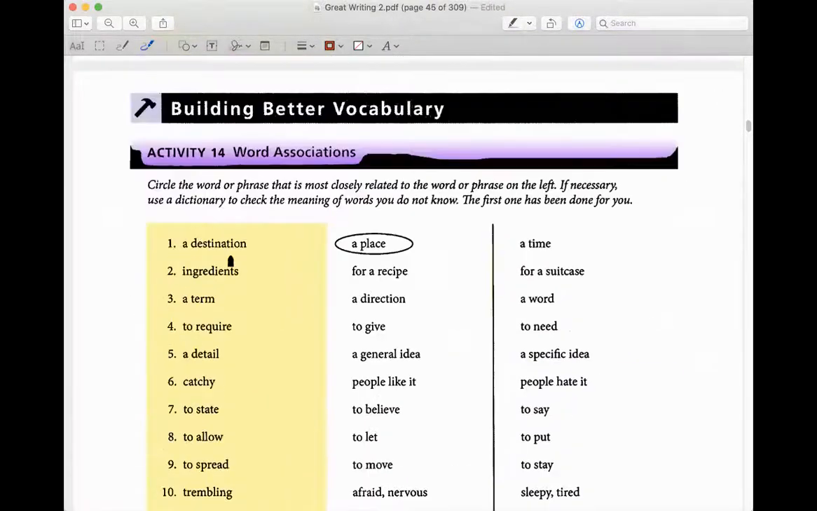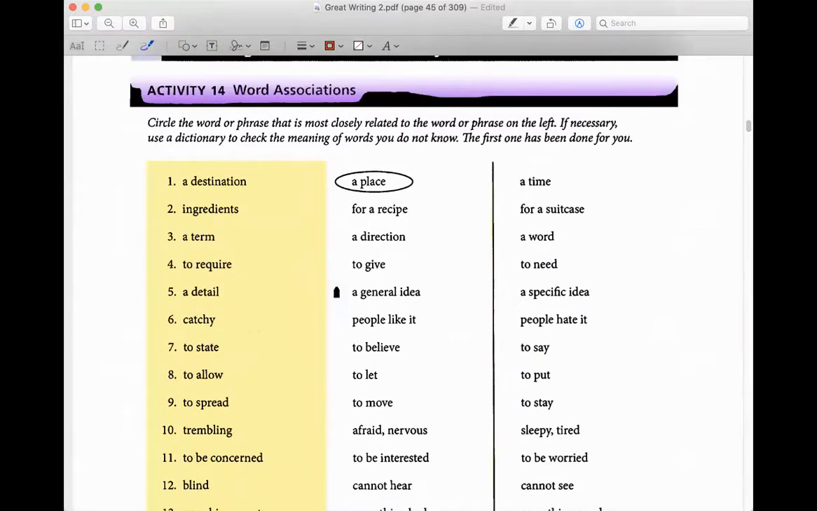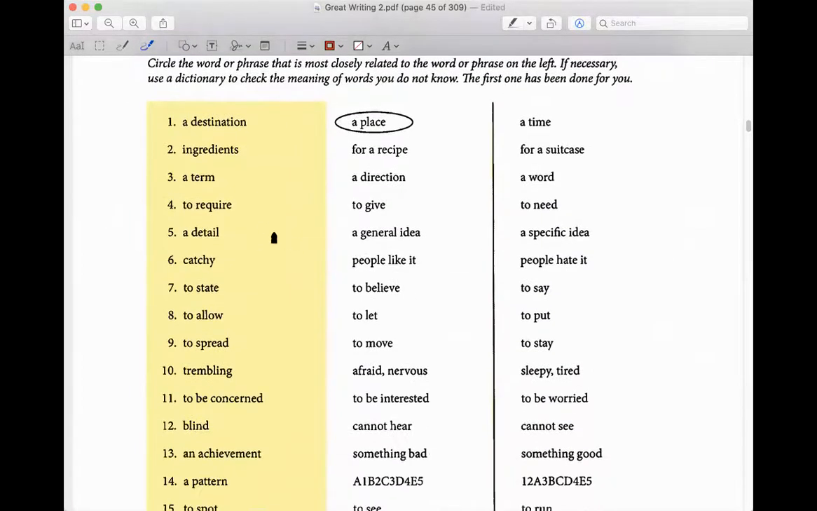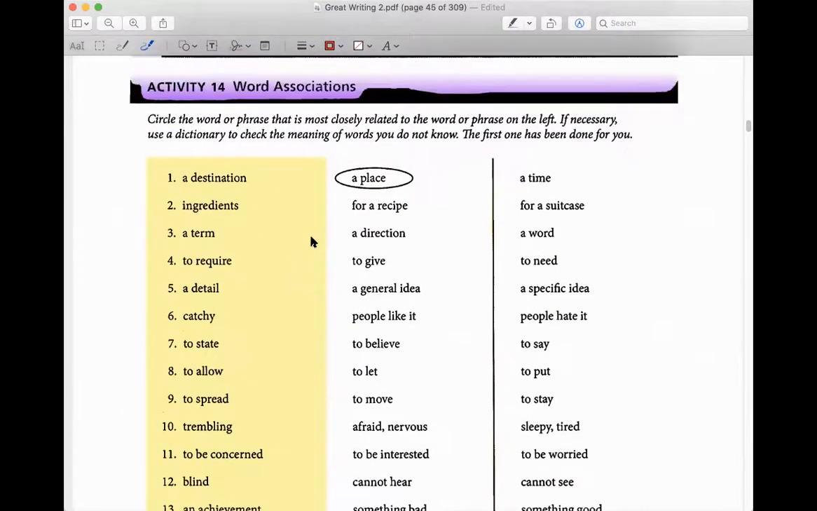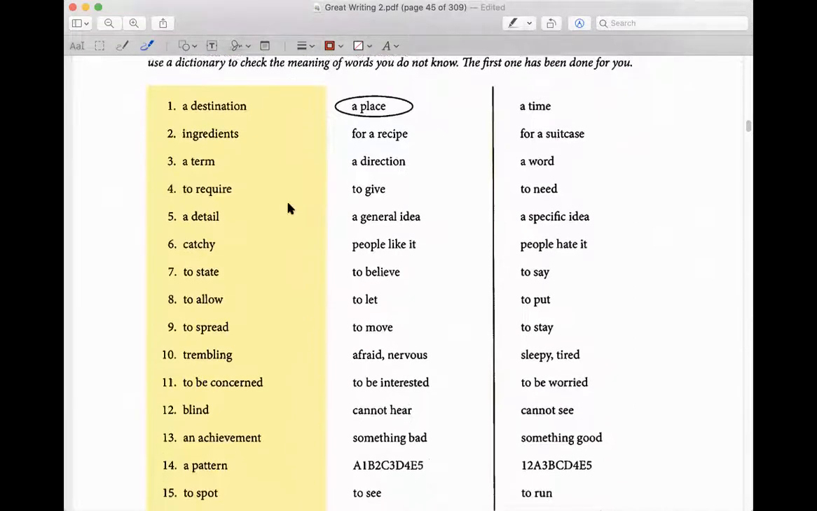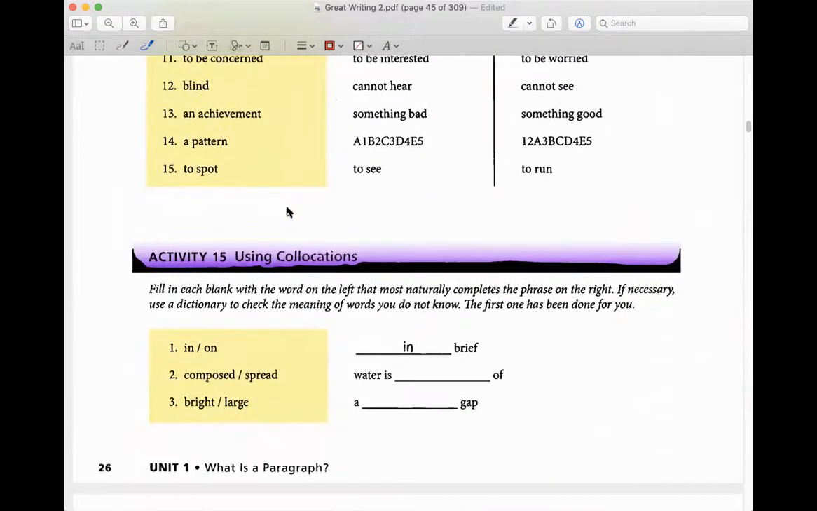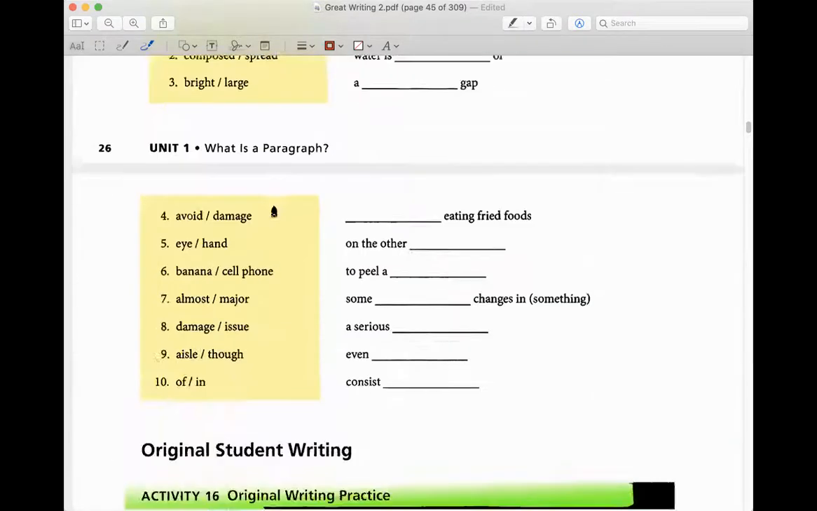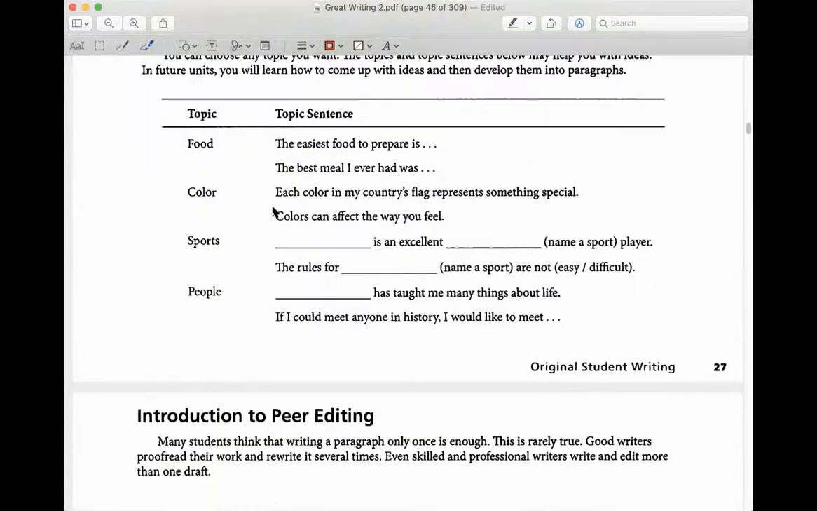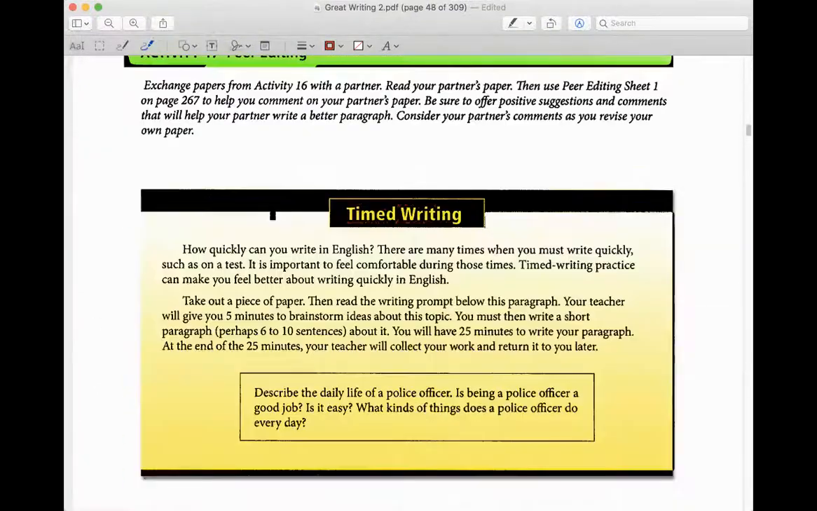Okay, there may be a couple of vocabulary questions taken from these word association and collocation activities that we have at the end of each unit. So be aware of those. Okay, well, it's Unit 1.